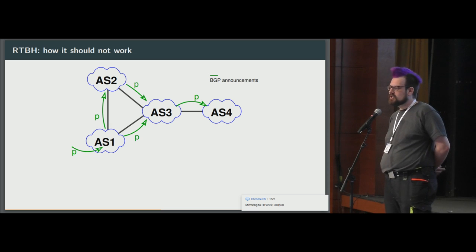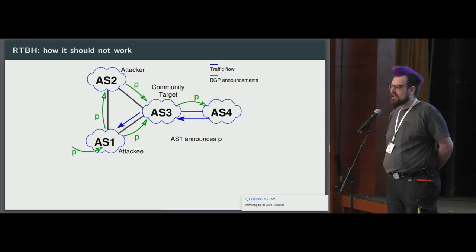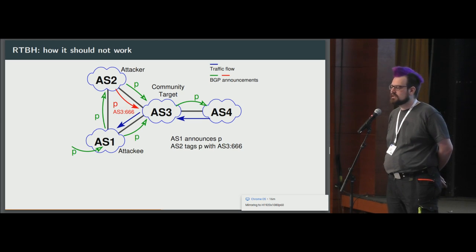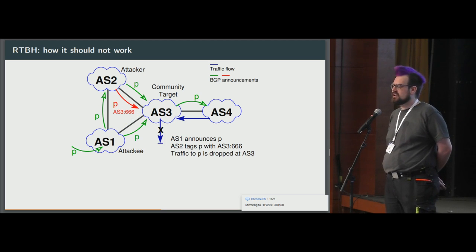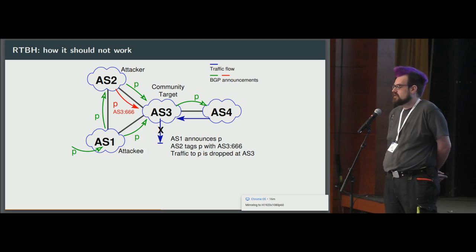Now, what should not be possible is depicted here. We have the same topology, but now AS2 is in the role of an attacker, and AS2 should just be a backup path to the prefix of AS1, but AS2 is able to actually add the blackholing community, although it's not on the best path. So AS2 is announcing to AS3 that prefix P should be blackholed, and we noticed AS3 is actually doing that, although the best path is through AS1, and AS1 is the origin for P, is not actually requesting any blackholing.